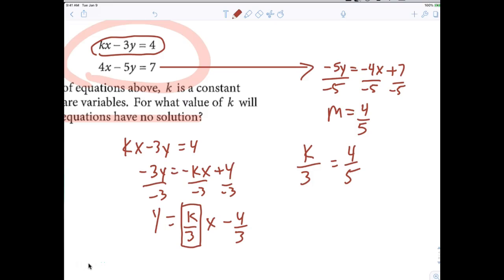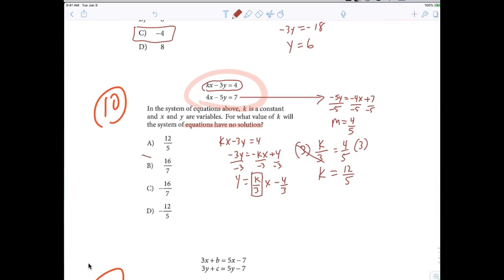And now it's just what? Cross multiply, or just multiply both sides by 3. So k has to be what? 12 over 5. To isolate the k, you don't have to treat it as a proportion. You can if you want, but it's just easy to just multiply both sides by 3. How's k over 3 equal to 4/5? Because remember, they're parallel. So slopes are equal. Do you agree? So my answer is what?